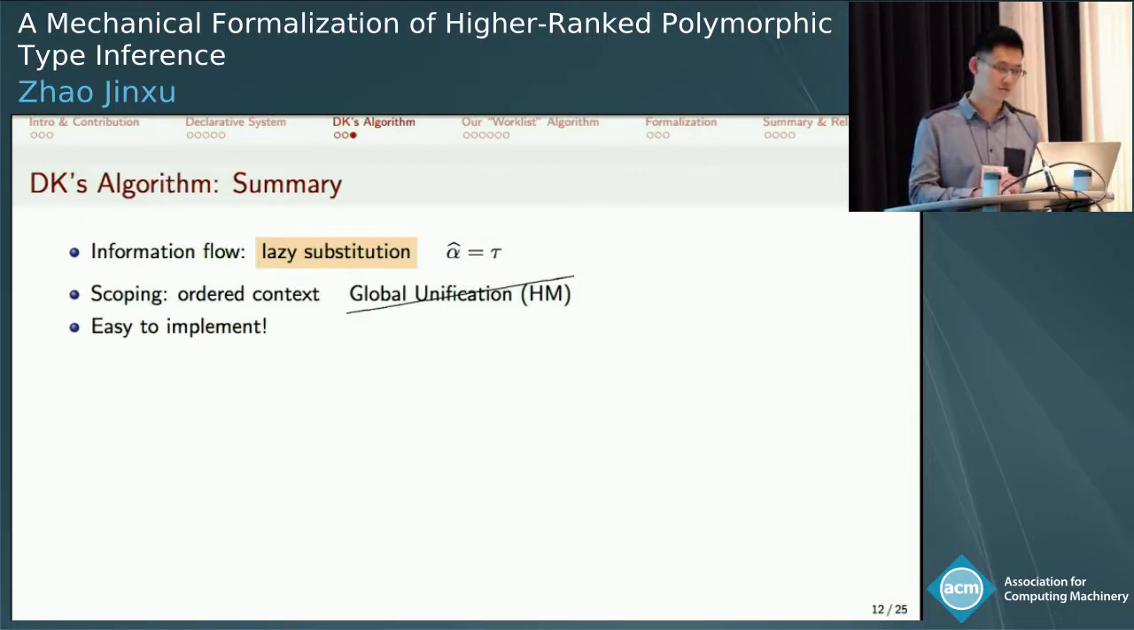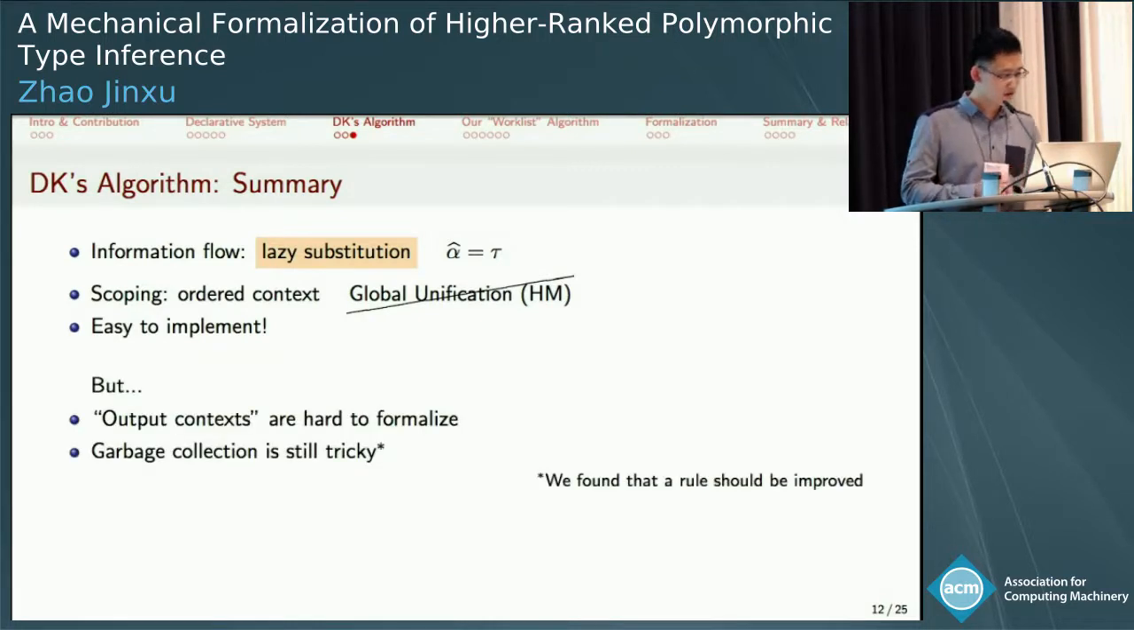The type of algorithm we use is different from Hindley-Milner because polymorphic subtyping is restricted on scoping. So we need to use output ordered contexts. It's a relatively easy to implement algorithm, but output contexts are very hard to formalize. And their garbage collection strategy is actually not perfect. We actually find a rule that can be improved so that it gives more precise garbage collection.